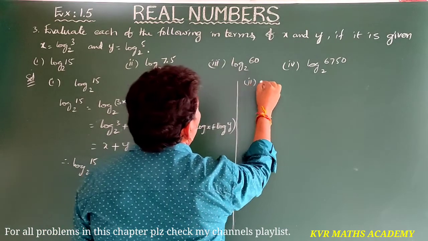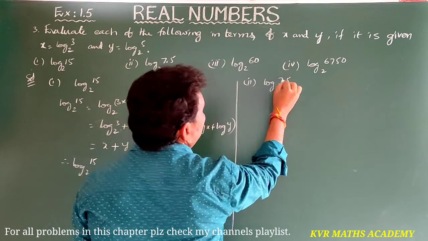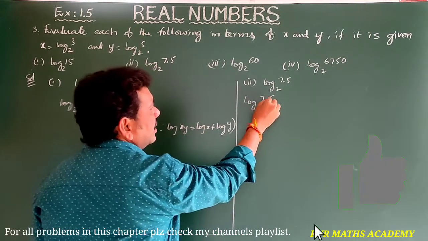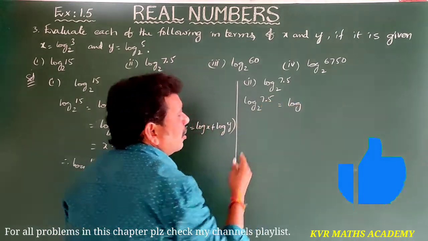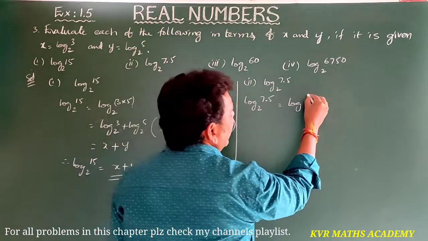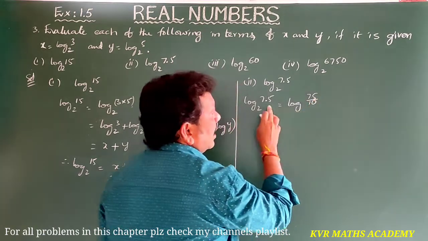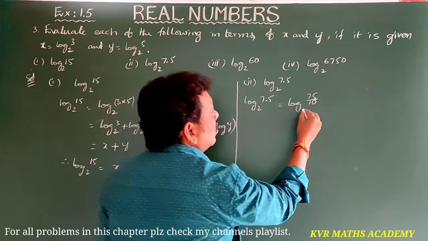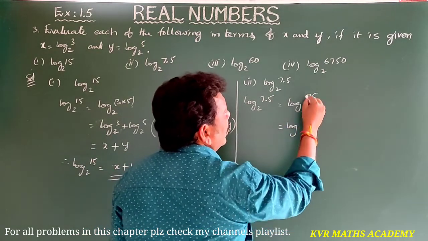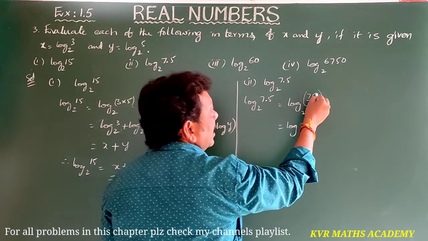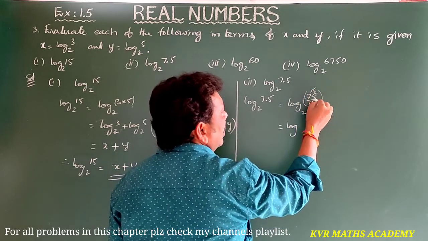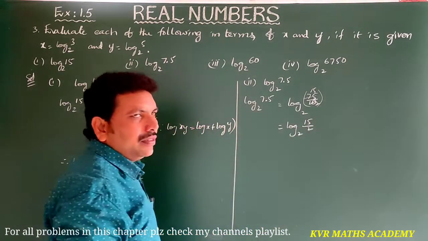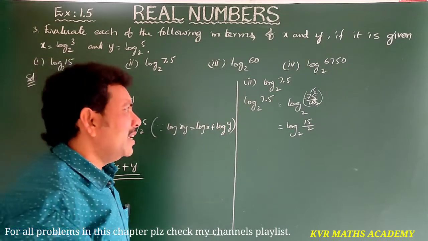Second one: log 7.5 to the base 2. How can you write this one? Log 7.5 can also be written as 75 by 10, isn't it? After the decimal, one digit is there, that's why I have kept 10. In 75 and 10, the fifth table gets cancelled: 5 15s are 75, 5 2s are 10. So, log 15 by 2 to the base 2.